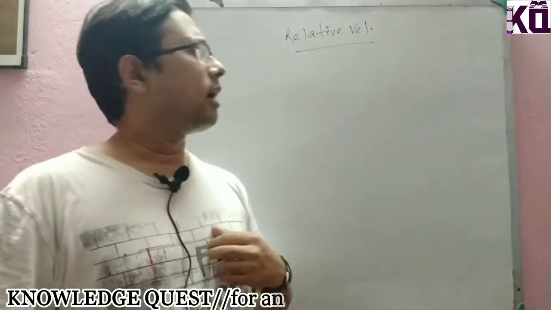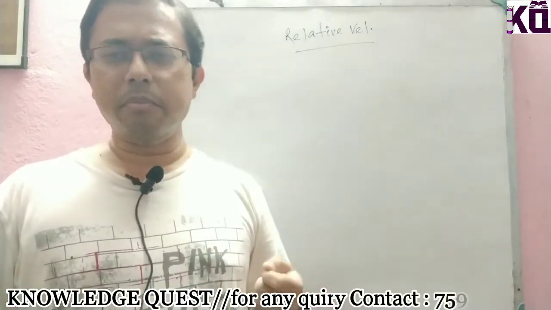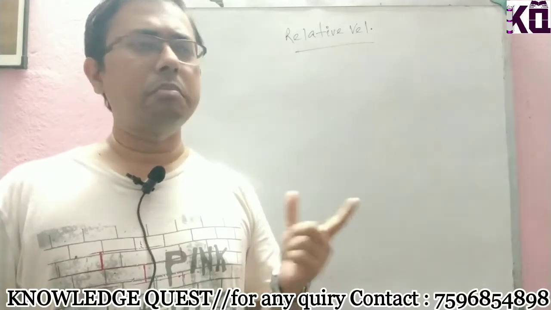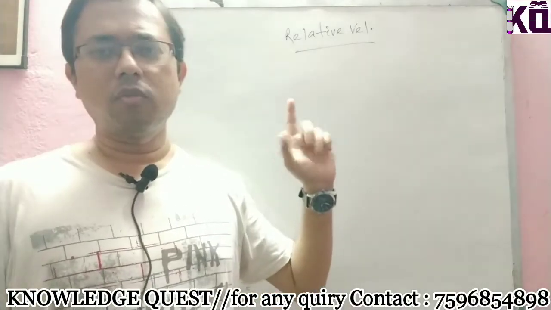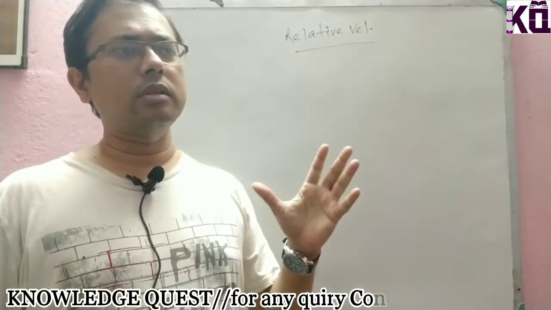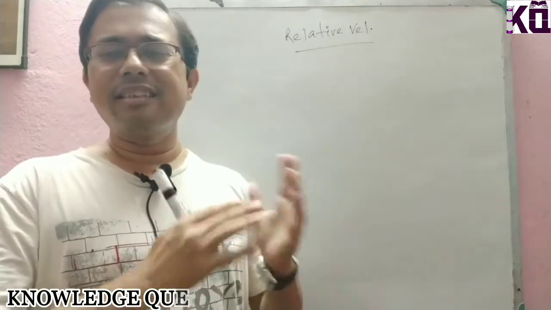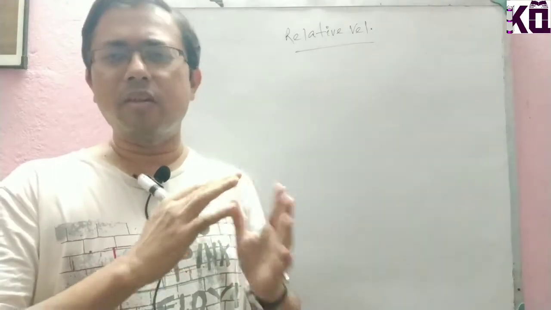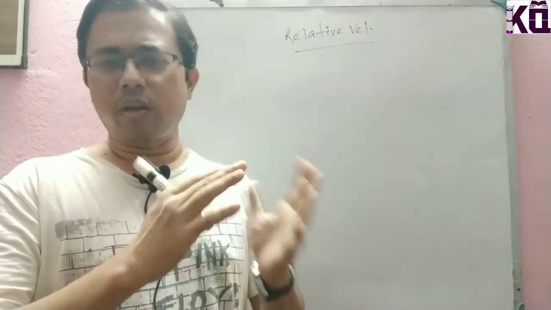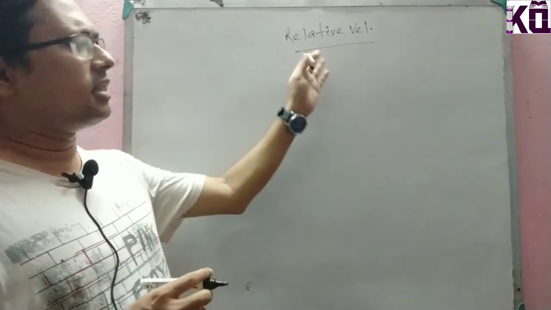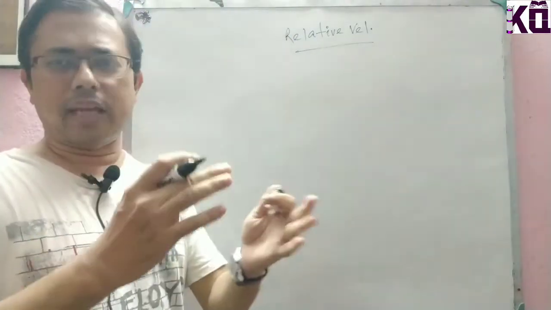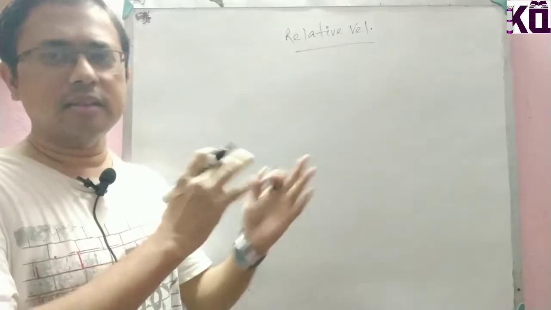Today I am going to make the second part of motion, part 2. First is relative velocity. What is relative velocity? Relative velocity means, as the word relative suggests, there is a comparison between two velocities. How can we do that? This is nothing else but a part of vectors. Basically the vector part is there.